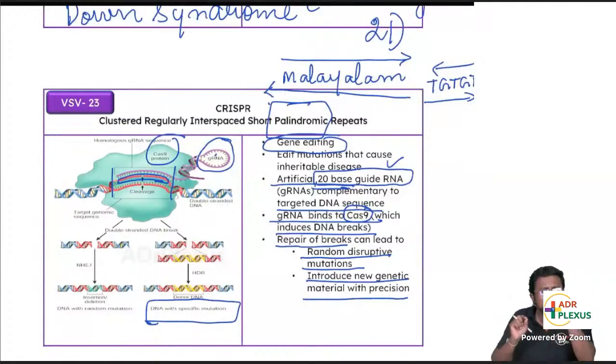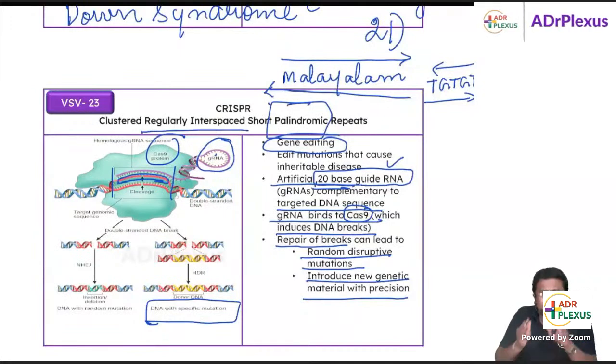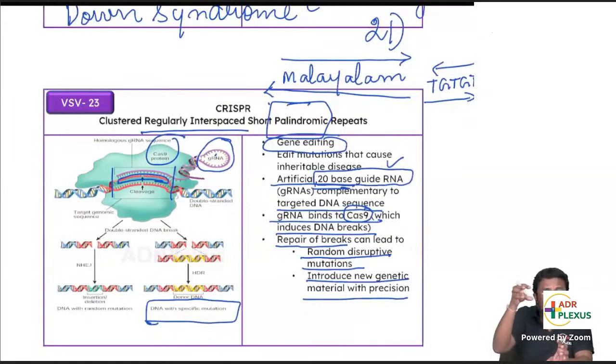That means you will be using clustered regularly interspaced short palindromic repeats. That is, you will be using a guided RNA with a 20-base-length sequence. This guided RNA will bind to the place where there is a problem in the gene, the part of the gene that has to be edited. That part, this guided RNA will go and bind. So the guided RNA is bound to the target DNA.